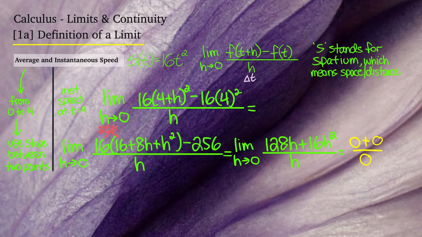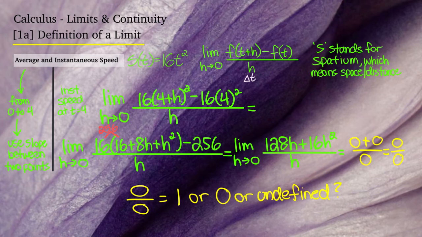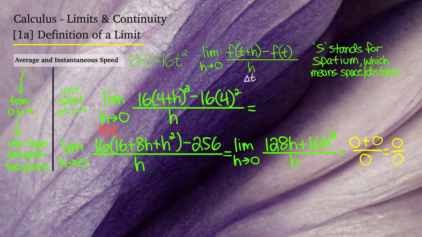That doesn't make sense. 0 divided by 0? What is that? Is it 1? Because any number divided by itself is 1? Is it 0? Because 0 divided by any number is 0? Or is it undefined? Because any number divided by 0 is undefined. That is exactly why we're letting h approach 0 and not become 0.